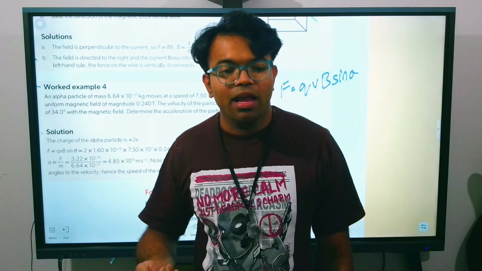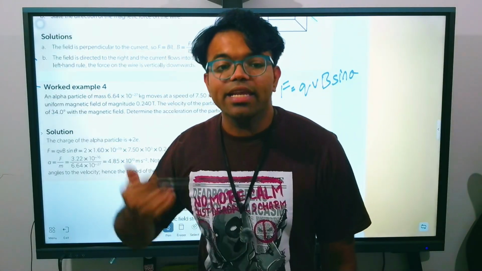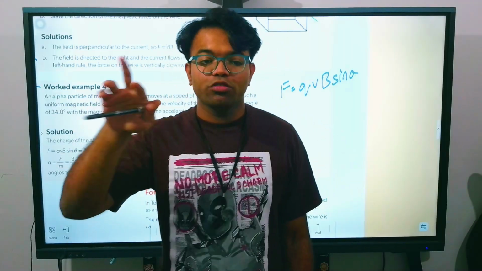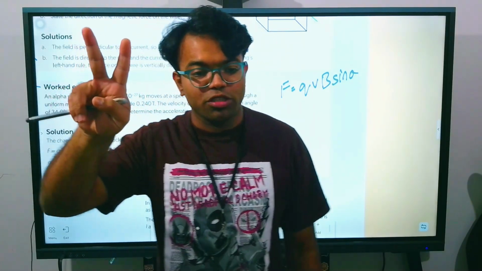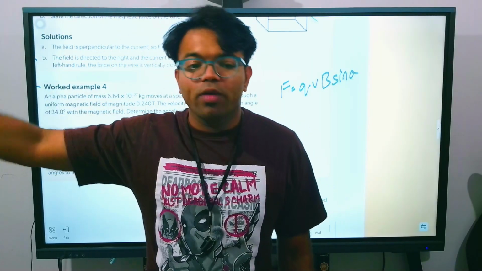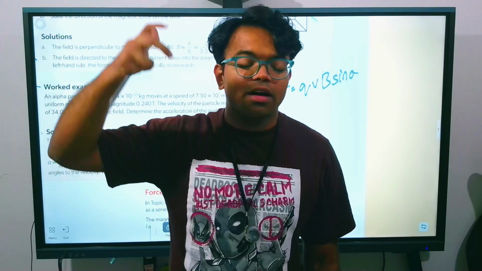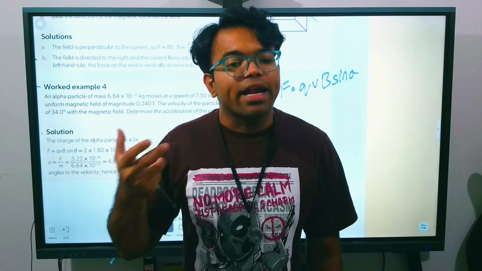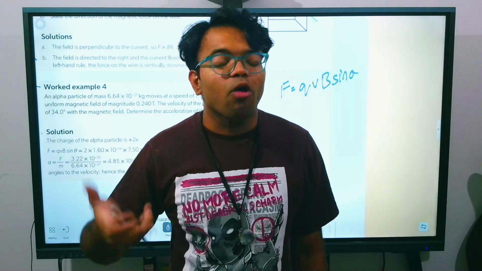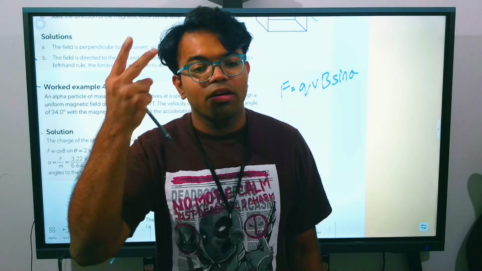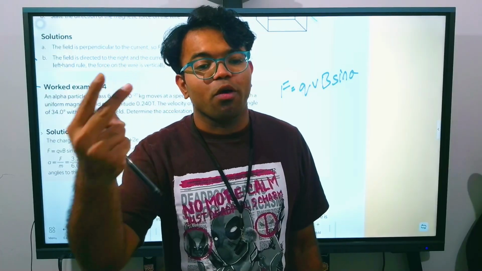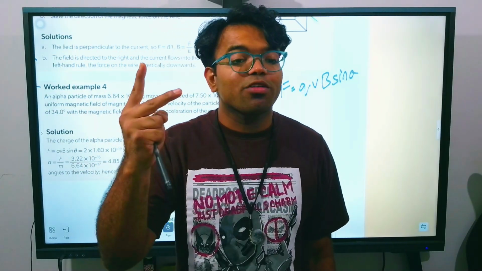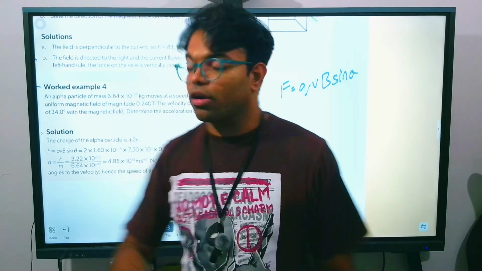What is an alpha particle? Alpha particle is a helium 2 plus ion. Helium usually has 2 electrons in its outermost shell, right? If you remove these 2 electrons, what do you get? You get a nucleus with a 2 unit positive charge. That is an alpha particle. So, how much charge will an alpha particle have? 2 electrons worth of positive charge.